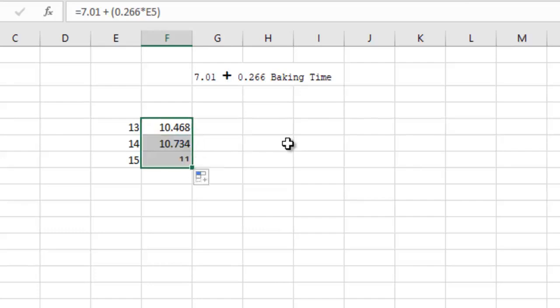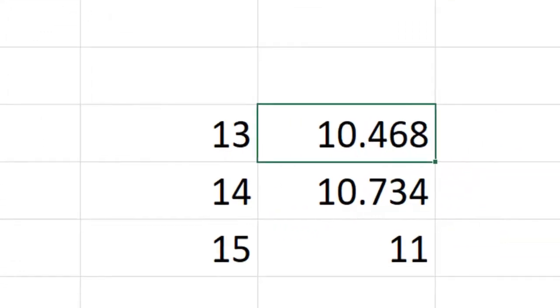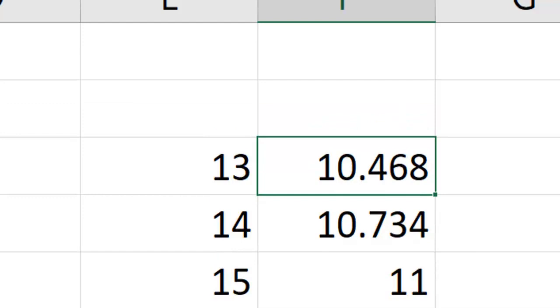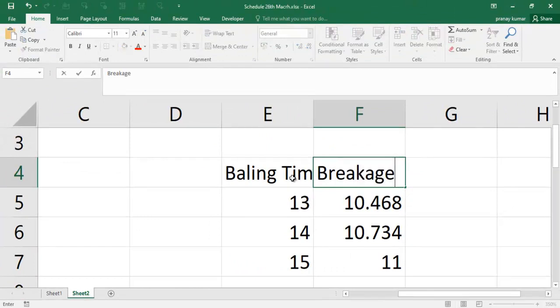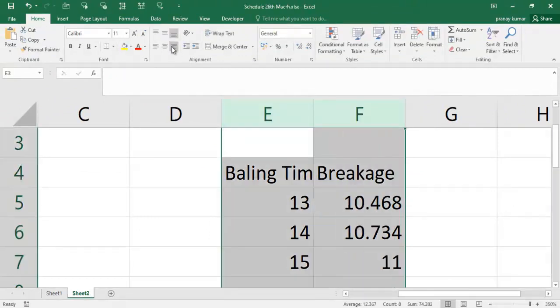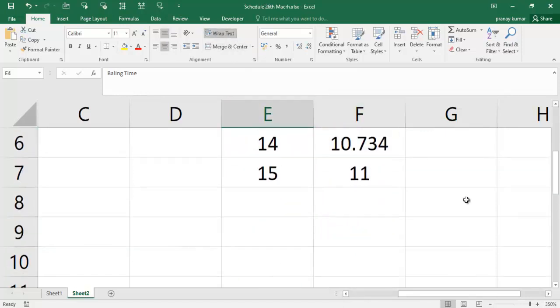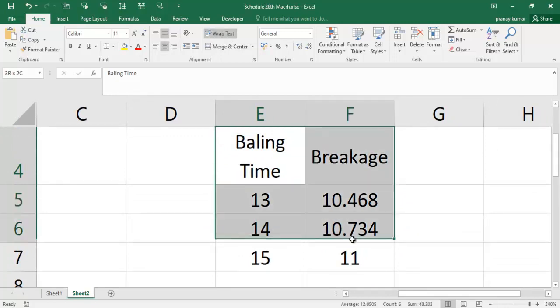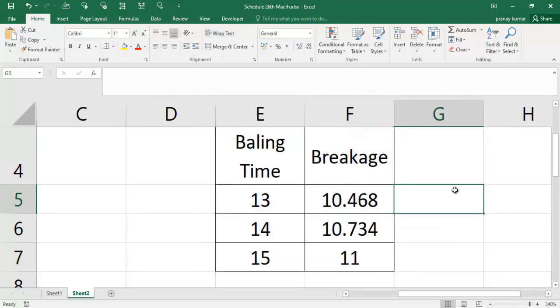Did you guys get the same value? So मैंने कुछ नहीं किया, मैंने फॉर्मूले में वही ऐड कर दिया जो फॉर्मूला था, 7.01 प्लस 0.266 टाइम्स ऑफ माय बेकिंग टाइम. सो बेकिंग टाइम यहाँ मैंने तीनों लिख लिए, उसके अगेंस्ट में मुझे ब्रेकेज कितना होगा. Everyone got this?